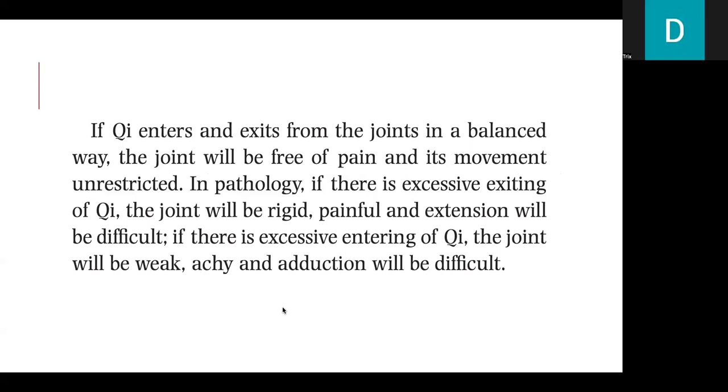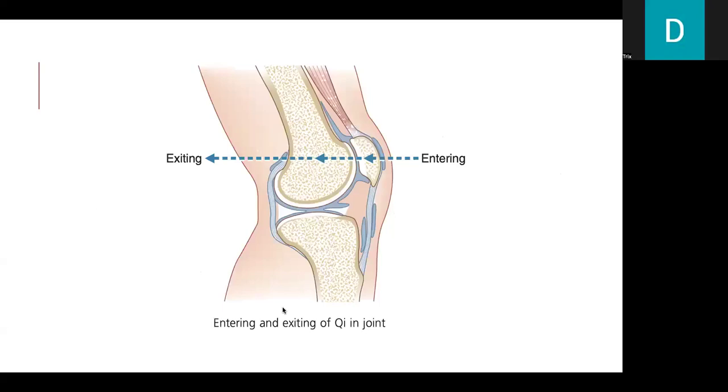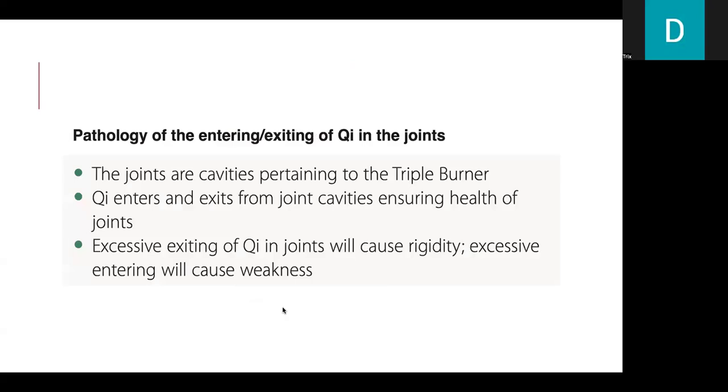will be difficult. If there is excessive entering of qi, the joint will be weak, achy, and adduction will be difficult. Here you can see the entering and exiting of qi in joints.